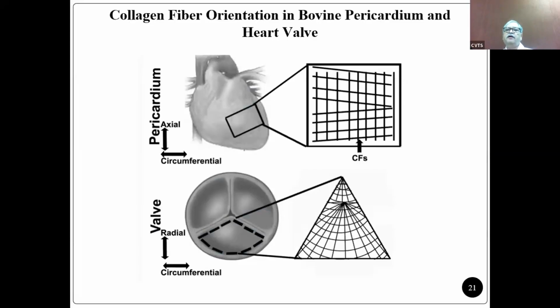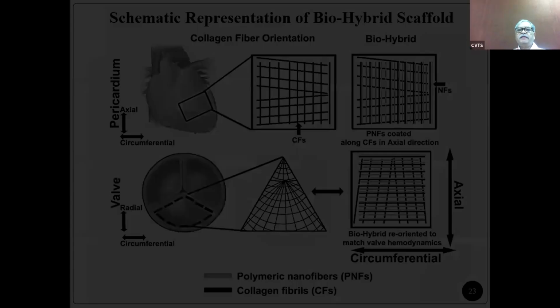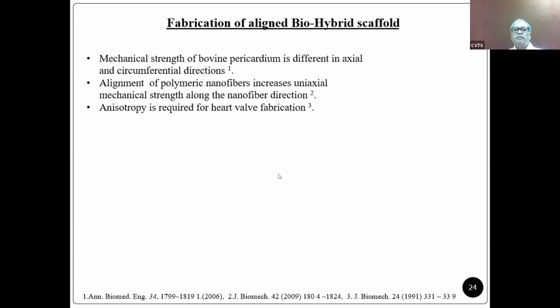And if you look carefully, the collagen fiber orientation in this pericardium versus the heart wall is so different. If you align any tissue on top of these, you need to see this orientation to have the maximum functioning. So first you have to understand the architecture and then go for functionality. So the biaxial fabrication was there in this one. The mechanical strength of bovine pericardium is different in the axial and circumferential direction. So that's a clue we have.